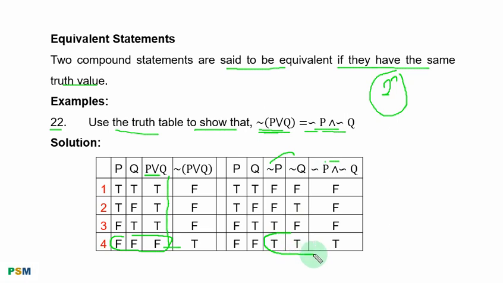Otherwise, it is false at every other point. So you compare this result with this result, and you see that the outcomes for both are the same. For that reason, you have shown that the two compound statements are equivalent.